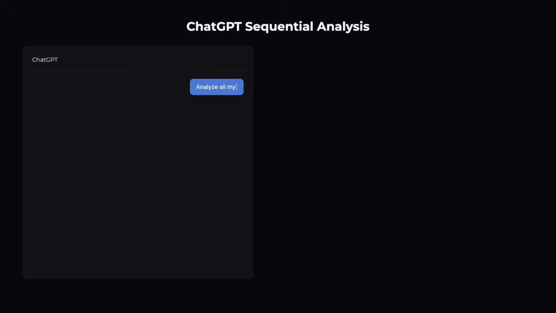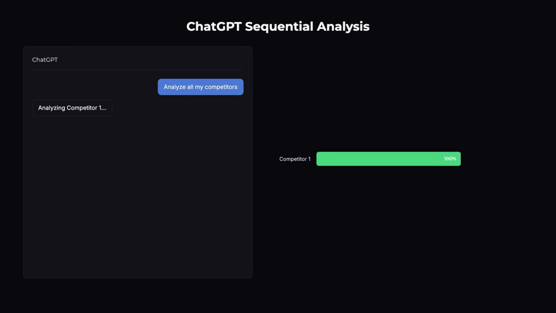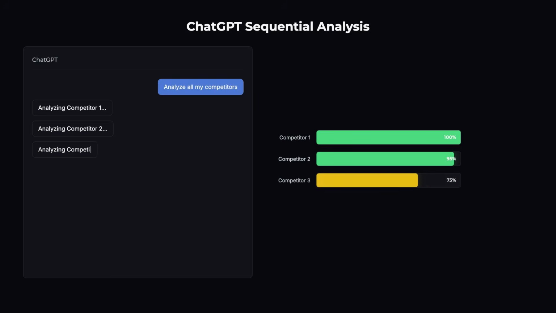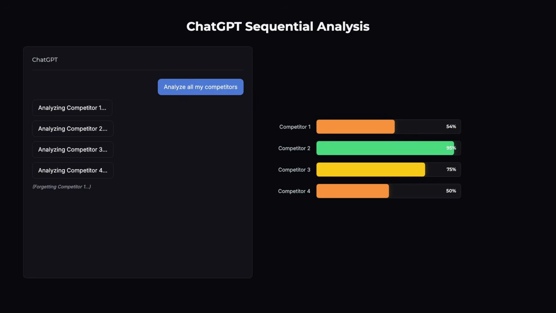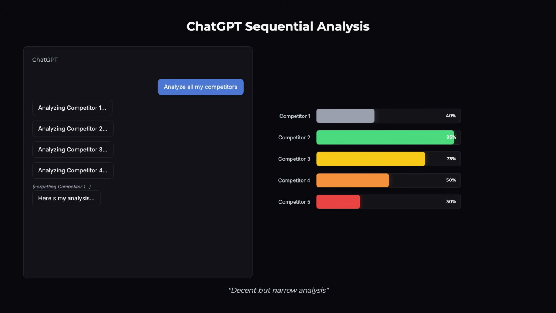Imagine this, you have to onboard a new client and you need to analyze their five main competitors really, really fast. You generally have two ways to handle this. The first way is to open ChatGPT, ask it to analyze the competitors, and it will do that one by one, losing context in the process, and you will get a decent but narrow summary where there will be a lot of information about the first competitor, but very little information about the last one.